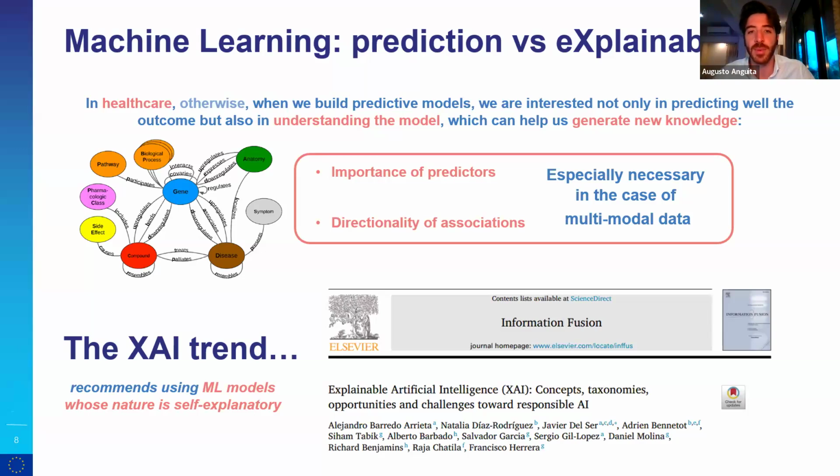We might be interested in knowing the exact importance of the predictors or the directionality of associations, especially if we want to generate new knowledge. And this is important when we are analyzing this complex integration of different sources of data. And this was the motivation for the rise of a new research trend known as explainable artificial intelligence, which recommends or promotes using machine learning models that are self-explanatory in nature.